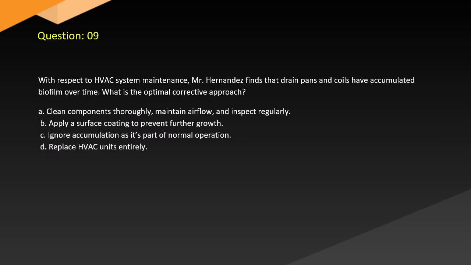Question 9. With respect to HVAC system maintenance, Mr. Hernandez finds that drain pans and coils have accumulated biofilm over time. What is the optimal corrective approach? A. Clean components thoroughly, maintain airflow, and inspect regularly. B. Apply a surface coating to prevent further growth. C. Ignore accumulation as it's part of normal operation. D. Replace HVAC units entirely.